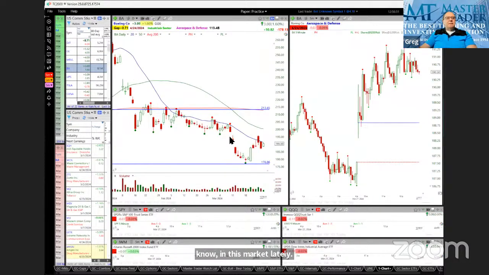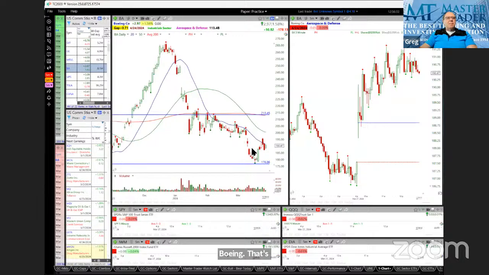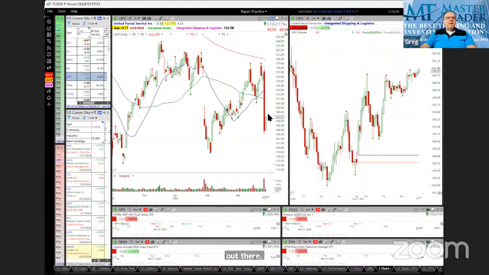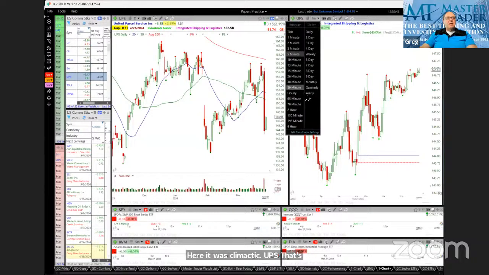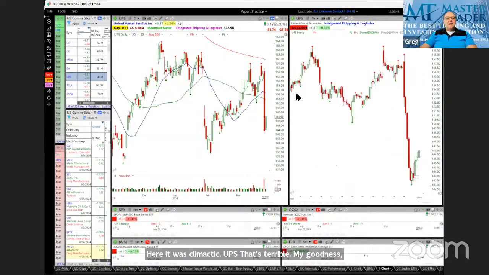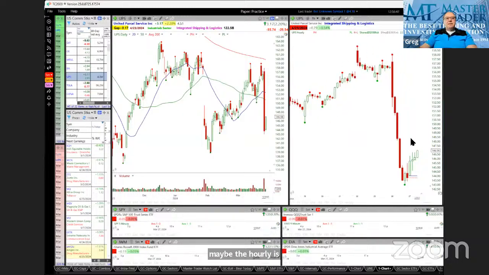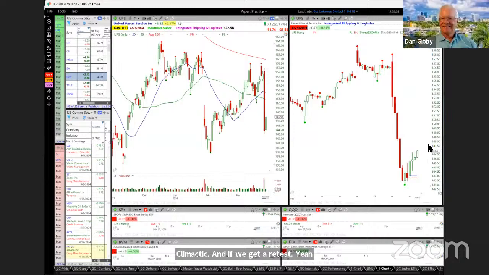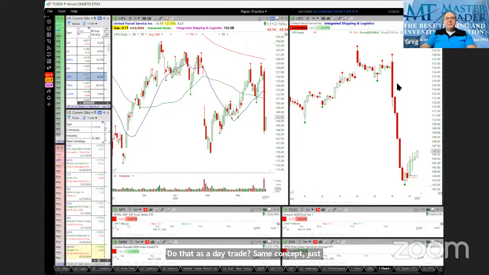Boeing, that's not really climactic. It tried to bottom out there. Well, here it was climactic. UPS, that's terrible. My goodness, maybe the hourly is climactic. And if we could get a retest with a pattern like this, we could do that as a day trade. Same concept, just changing time frames. Just multiple bars down. It's on this support here. We can get a retest.